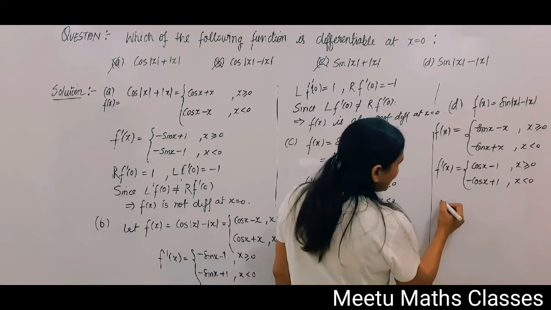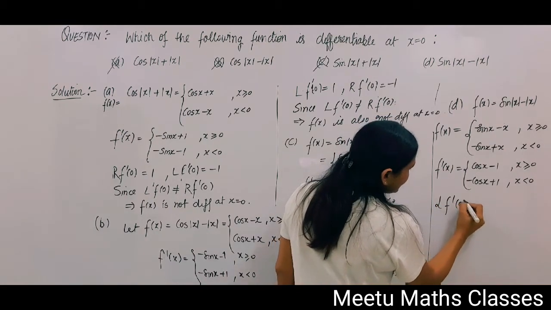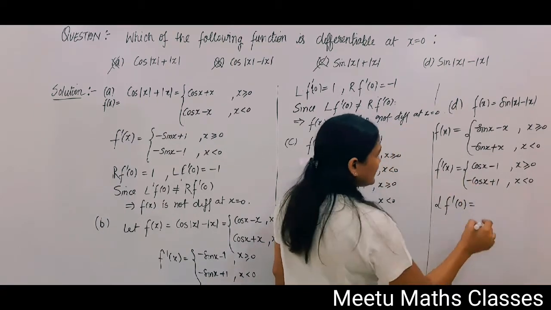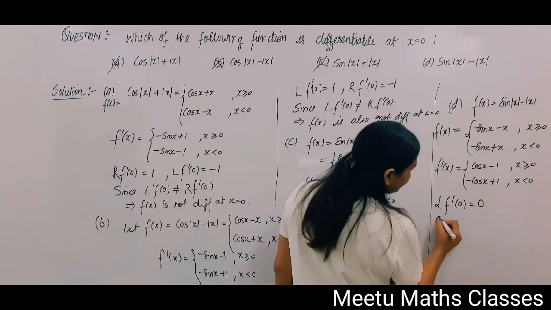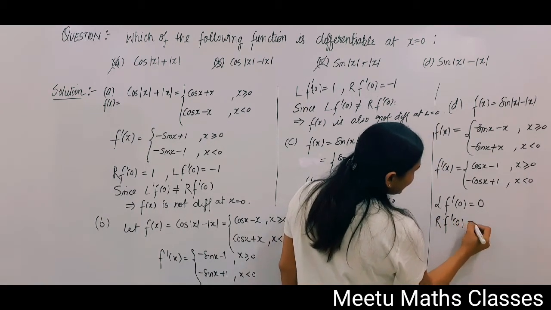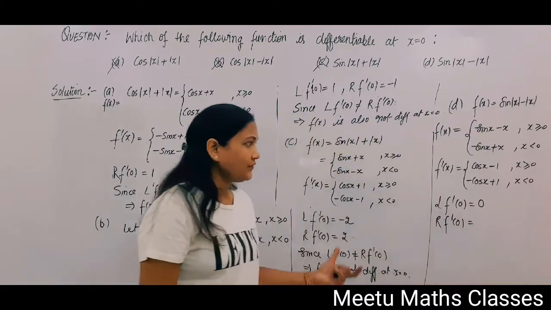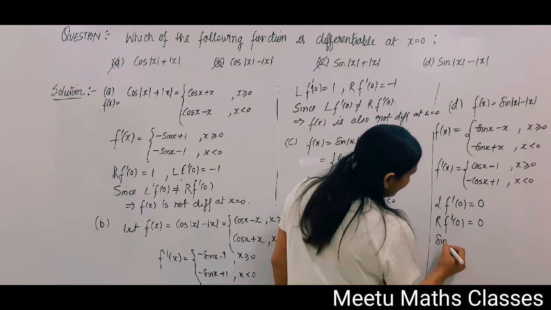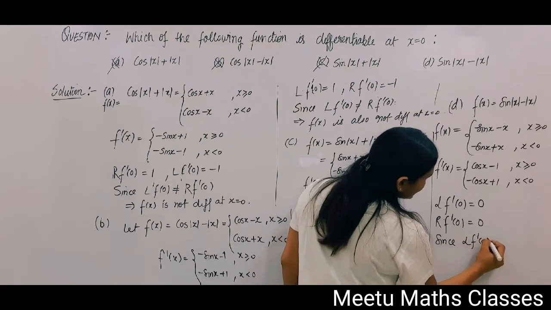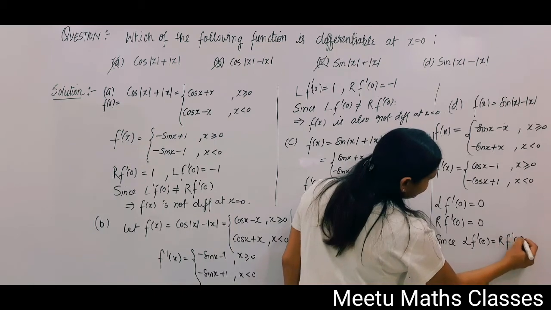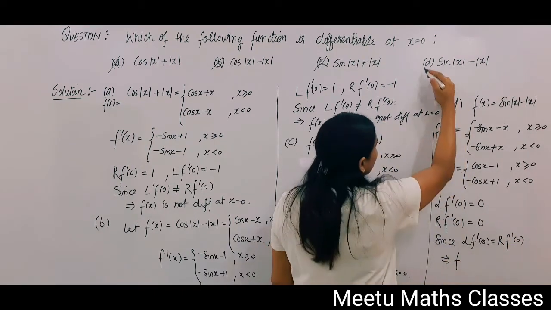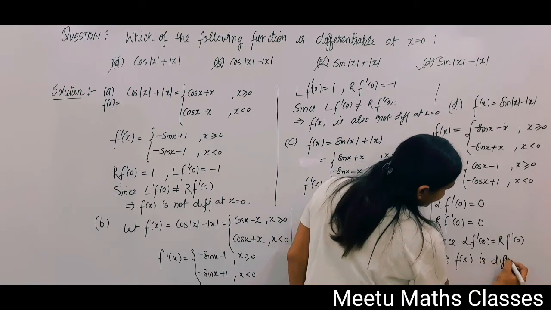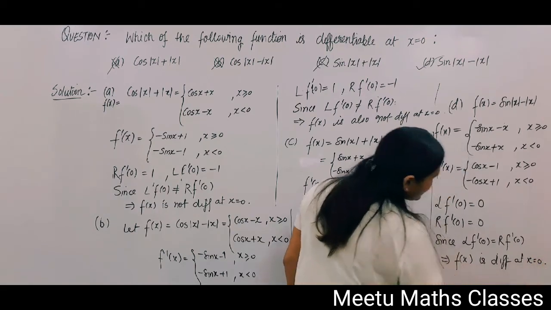So your left hand derivative at x equals 0 will come from this function, cos 0 is 1. So minus 1 plus 1 will give you 0, and right hand derivative at x equals 0, cos 0 will give you 1 here. So 1 minus 1 will give you 0. So here, since left hand derivative is equal to right hand derivative, that implies your fourth function is differentiable at x equals 0.